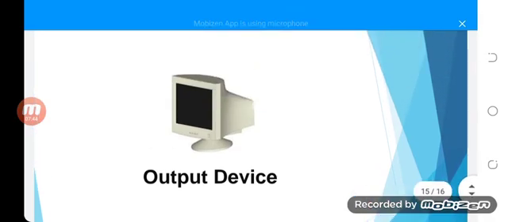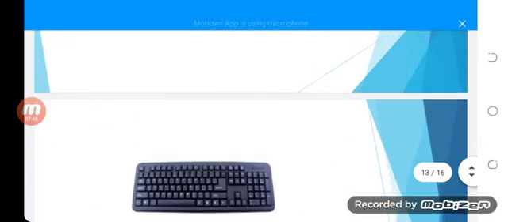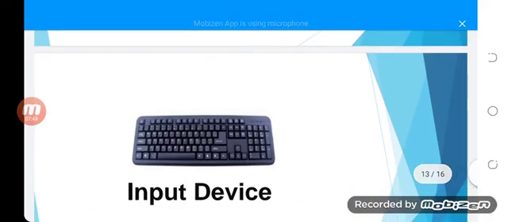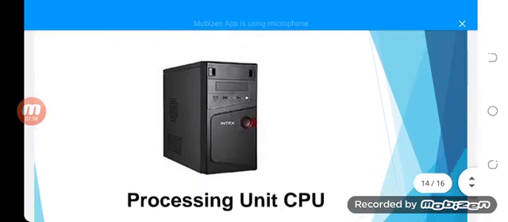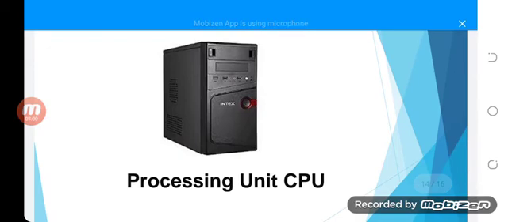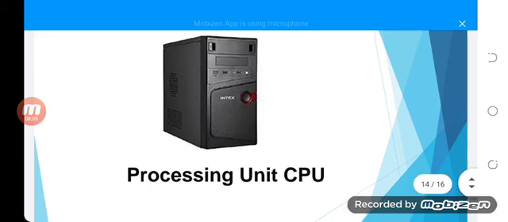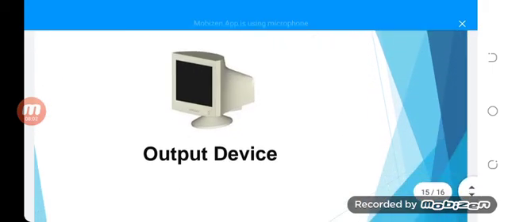So students, this is your input device that is used to provide information or commands to the computer. This is your processing unit that always processes your command or information. This is your output device that always shows your output.